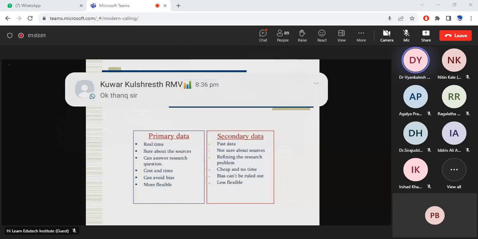And you can avoid bias. Definitely, if you are dealing with your own research, you can avoid bias, because when you are dealing with your research work, you don't have any data concerns or any misleading bias concerns.